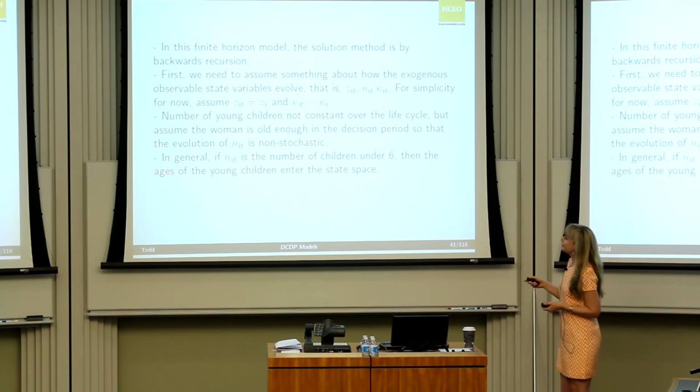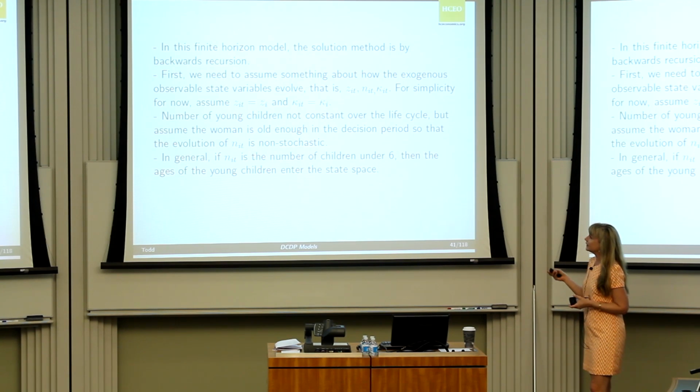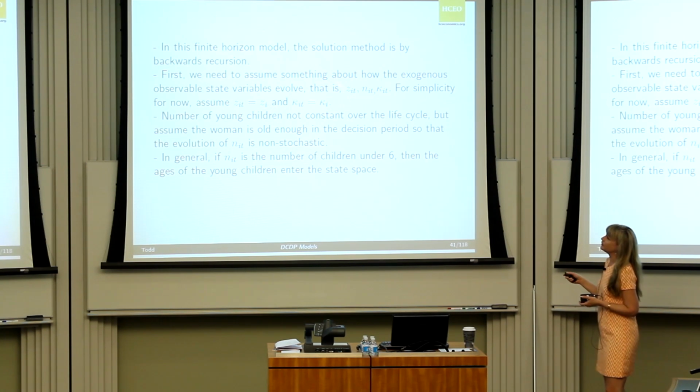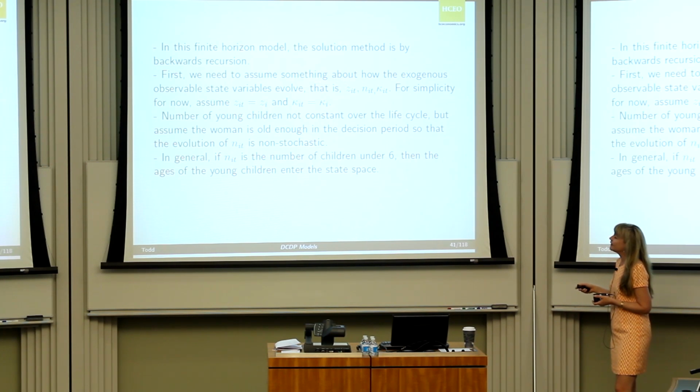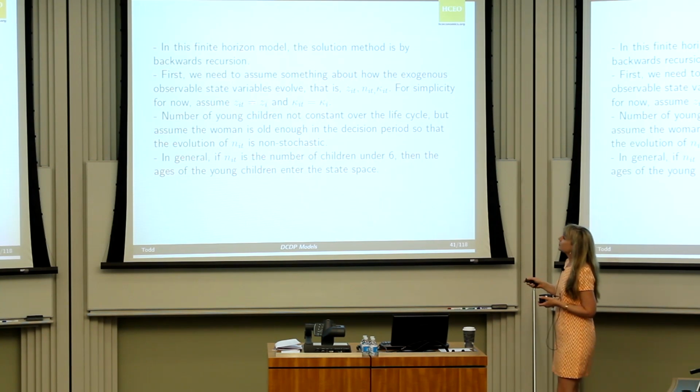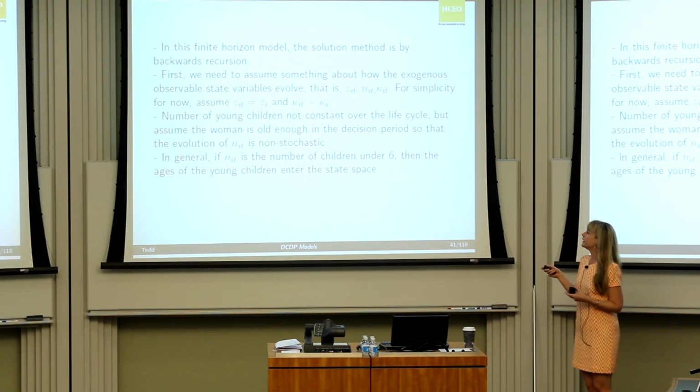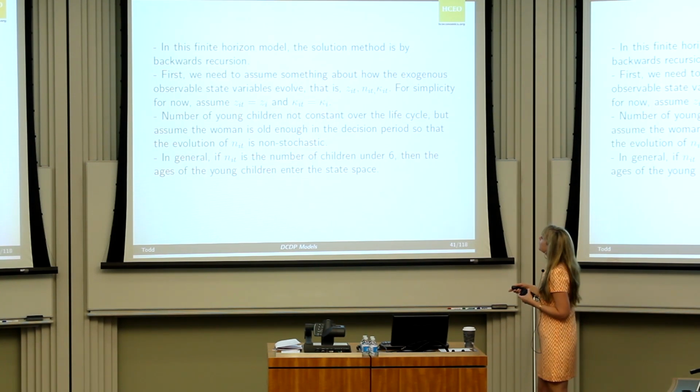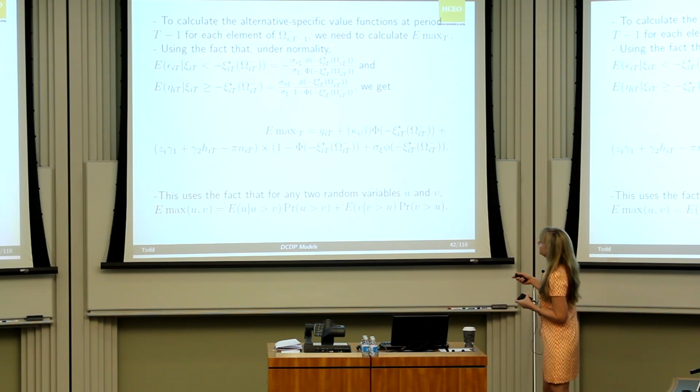So the solution method proceeds by backwards recursion. First we have to say something about how some of the observable state variables evolve, like z, n, k, or kappa. We could have laws of motion for each of these, but just to keep things simple, let's assume they're constant. This would be like fertility or labor supply for older women that are not having changes in number of kids. So the only thing that is varying is the epsilons.